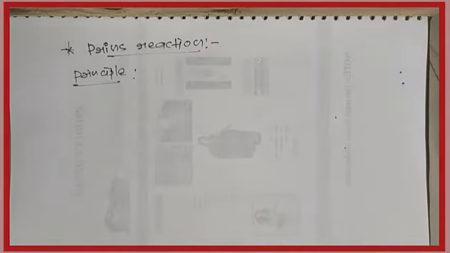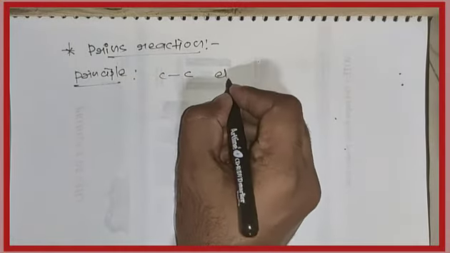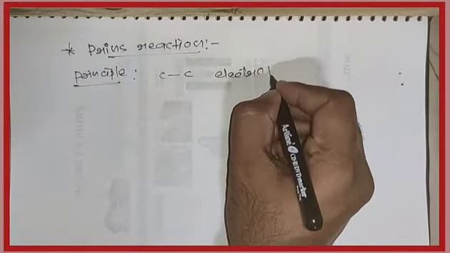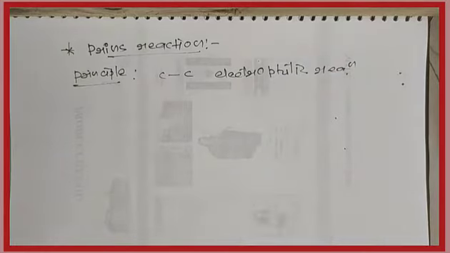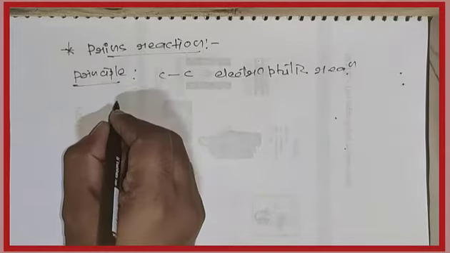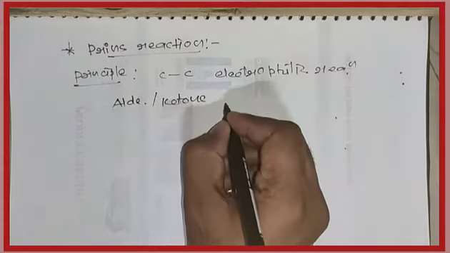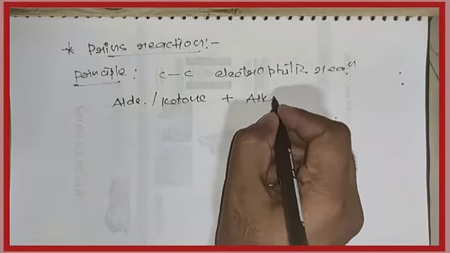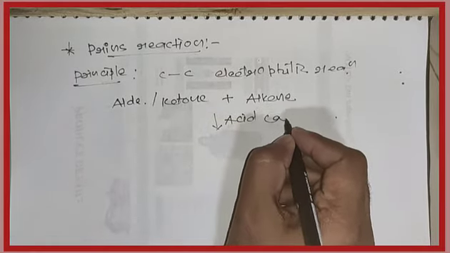In the Prins reaction, first we can call it an electrophilic carbon-carbon coupling reaction. In this reaction we have to take either an aldehyde or ketone functionality and react it with an alkene in the presence of an acid catalyst.